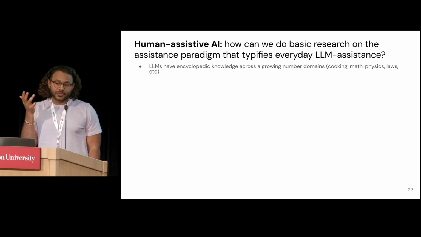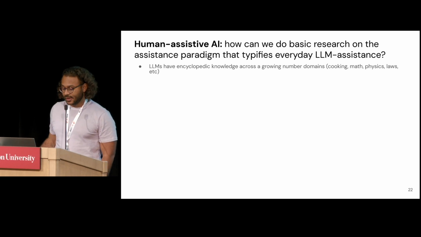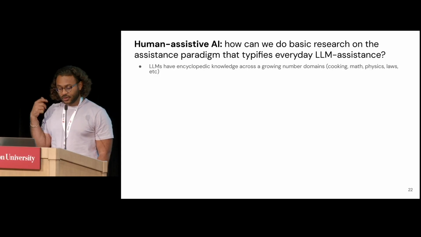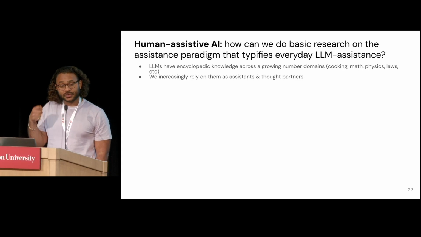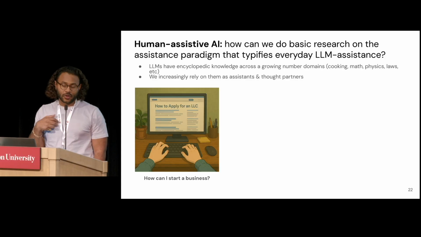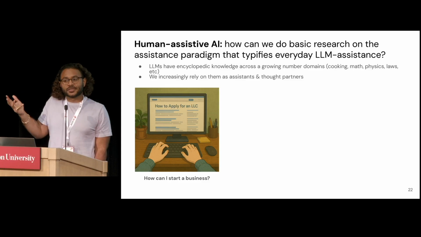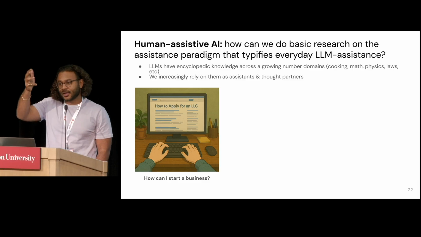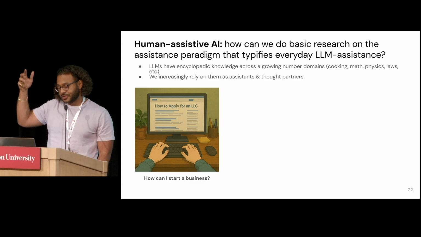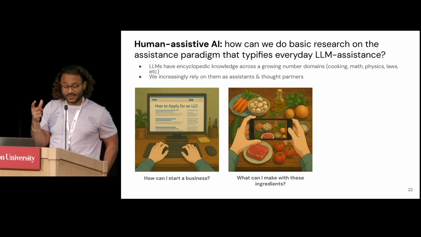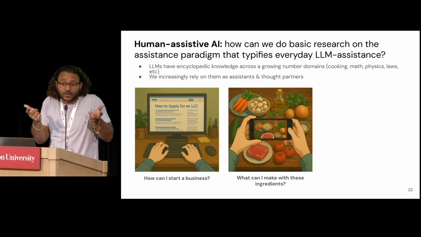So my argument to you is that a common setting we're in is that LLMs have encyclopedic knowledge across a growing number of domains, like cooking, math, physics, and we're increasingly relying on them as assistants and thought partners. So for example, I might ask an LLM, how do I start a business? And it'll tell me, go to a bank to get this, go to City Hall to do that. I might take a photo of what's on my screen and say, how do I cook?